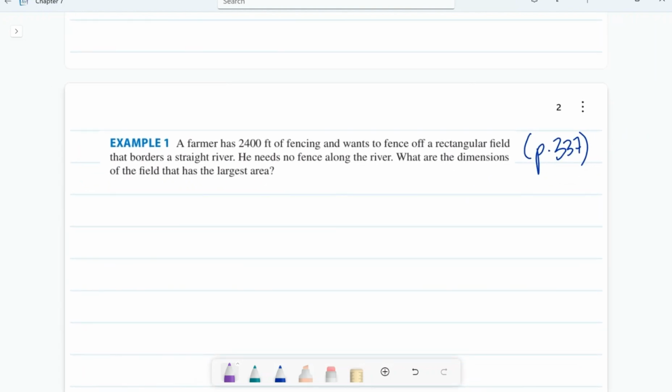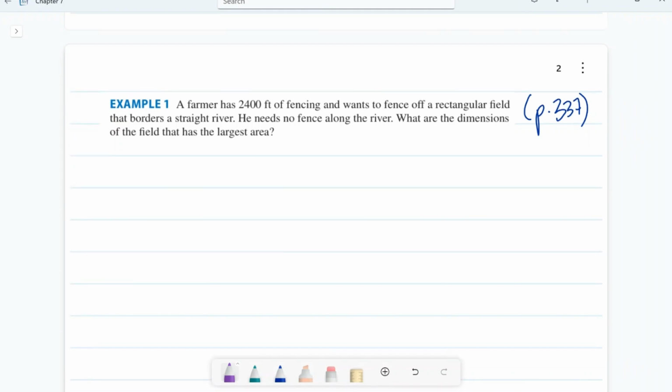A farmer has 2,400 feet of fencing and wants to fence off a rectangular field that borders a straight river. He needs no fence along the river. What are the dimensions of the field that has the largest area? First of all, try to understand what's happening. We can understand through drawing. So you have a river. I drew it in blue.